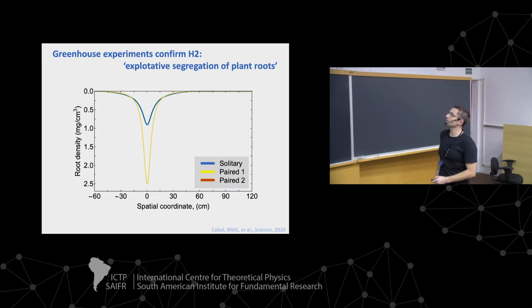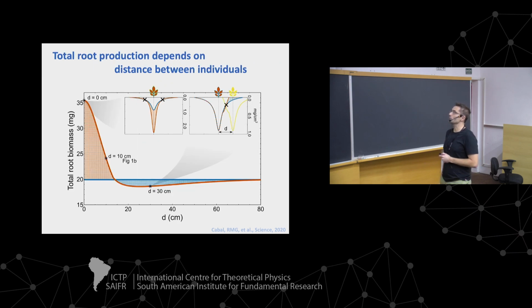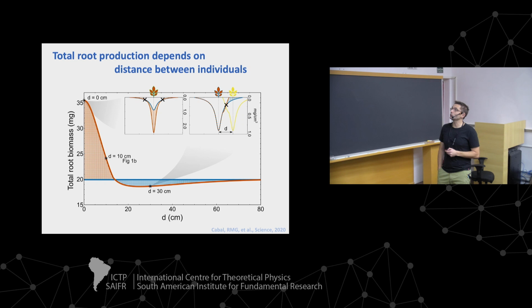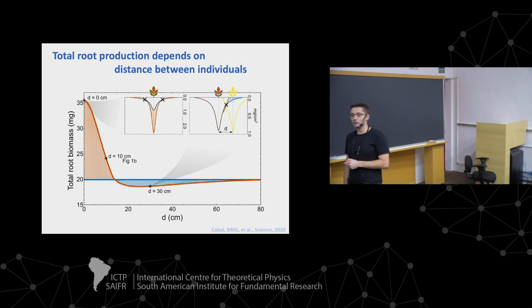Well, just to show you a little bit, I think I can skip this. So that's what we did. What you see now on the screen is the total biomass of roots that plants in interaction will allocate as a function of how far they are from each other. And this is a very interesting result.